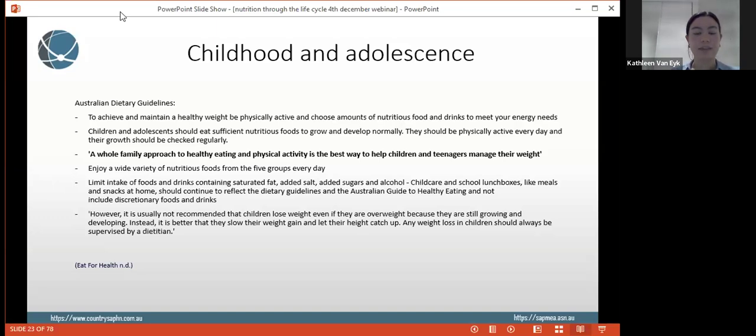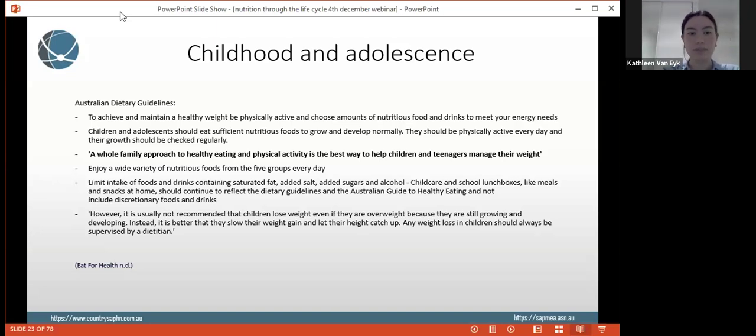A wide variety of foods, and then of course we're trying to limit, depending on the child, those foods that are higher in saturated fats and added salt, sugars, and of course alcohol. As best as possible, the lunch boxes and meals and snacks should try to reflect the healthy eating guidelines, and trying to limit those discretionary foods and drinks, which I'll go through a bit later.